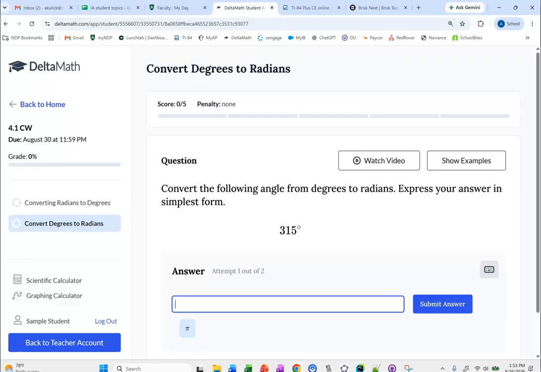Wait, it's 4.3. This is 4.1 classwork is what you should be working on. Yes, CW for classwork.